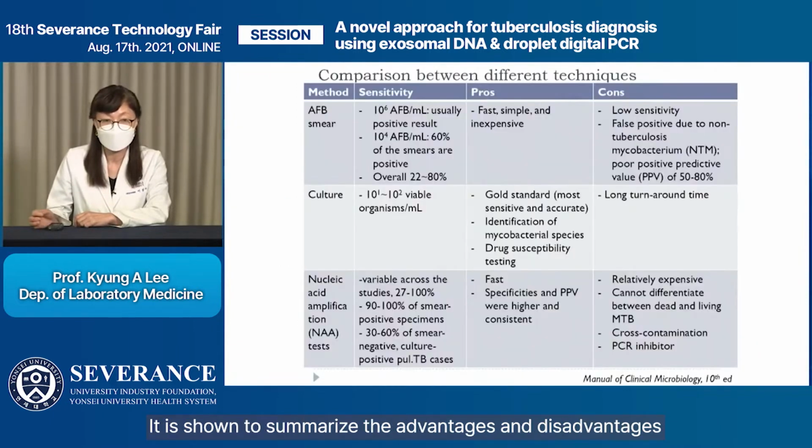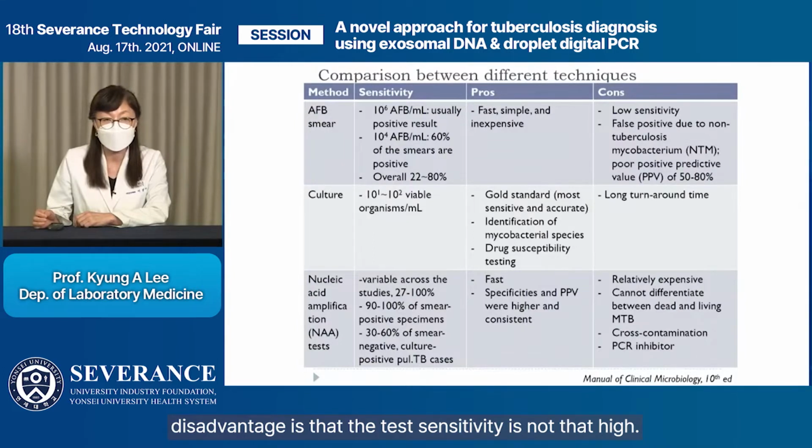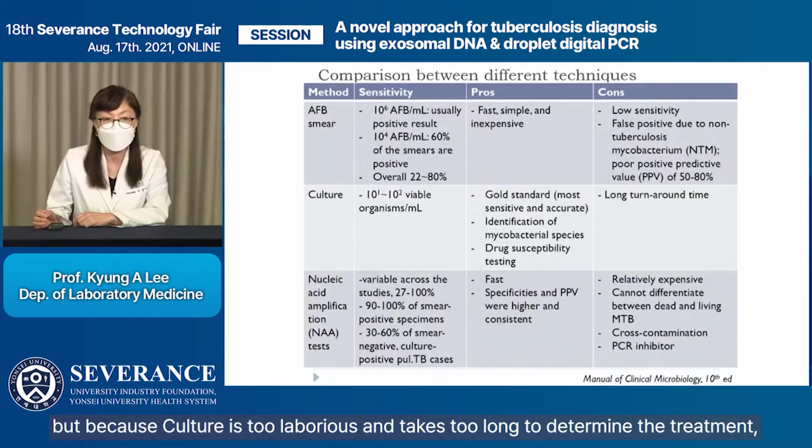This summarizes the advantages and disadvantages of each method currently used in the laboratory. First of all, AFB smear is an easy method for us to approach, but the biggest disadvantage is that the test sensitivity is not that high. Second, the gold standard, culture, which may involve a variety of culture methods with common weaknesses, is too laborious and takes too long to determine the treatment.